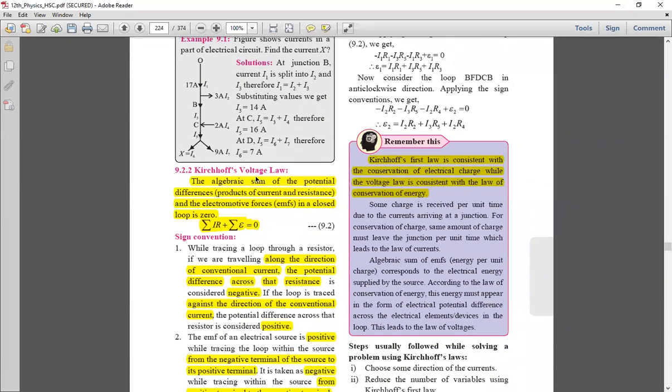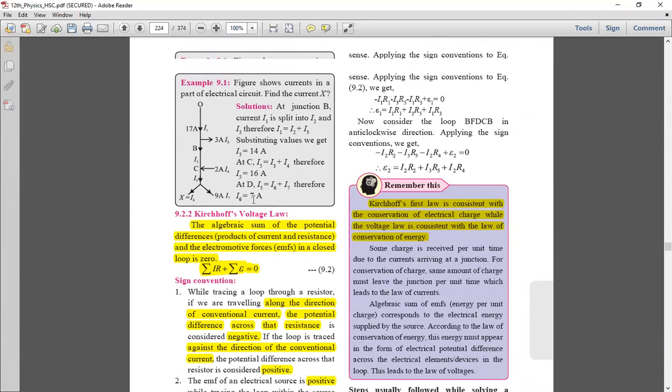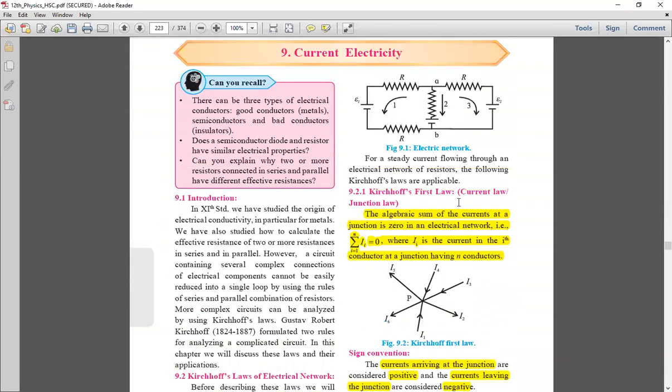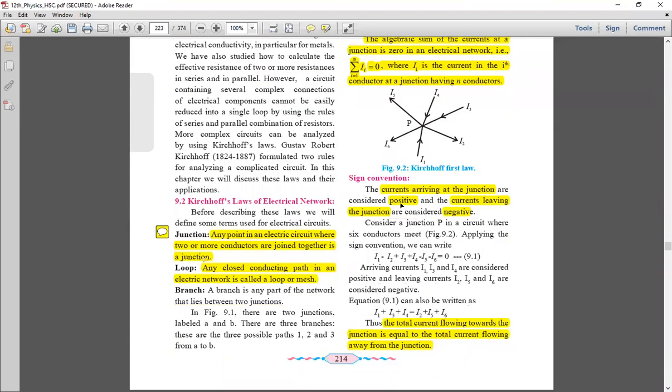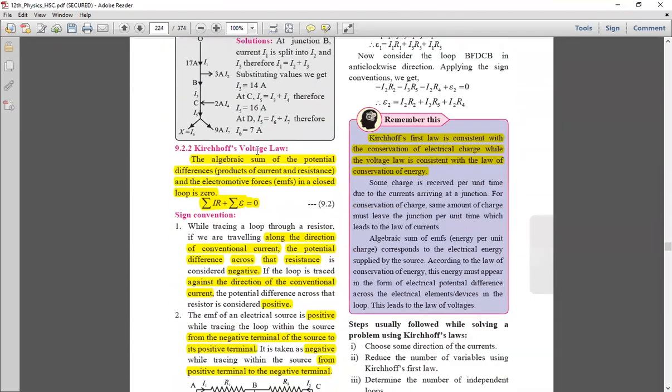So Kirchhoff's second law, or voltage law, is also called the loop theorem. Two names for each. For the first law, it is based on current, hence current law. It requires a junction, hence junction law or junction theorem. And Kirchhoff's second law is based on voltage, hence voltage law, and another name is loop theorem.